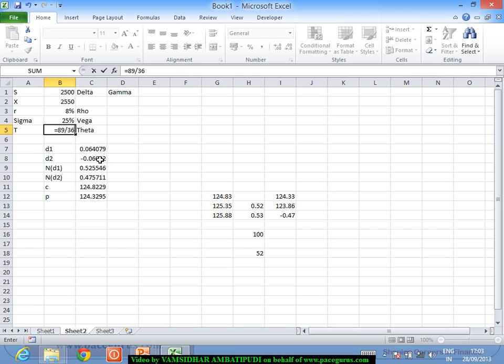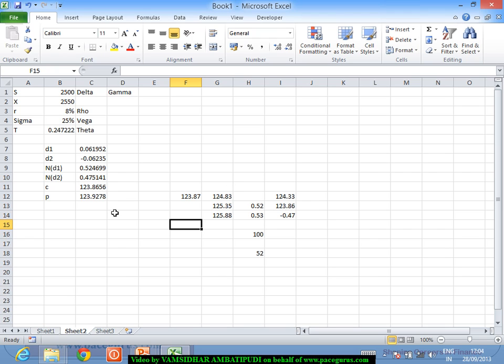Instead of 90, I'll take 89 by 360, because I have assumed 90 days by 360 as a year to simplify the calculation. So let's say I have moved a little bit further towards maturity. What I am seeing is the call option premium now becoming 123.87. So the call option premium has reduced by almost $1, or 96 cents, with a 1 day decrease in the time to maturity.